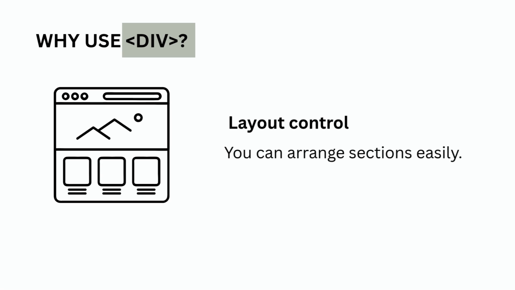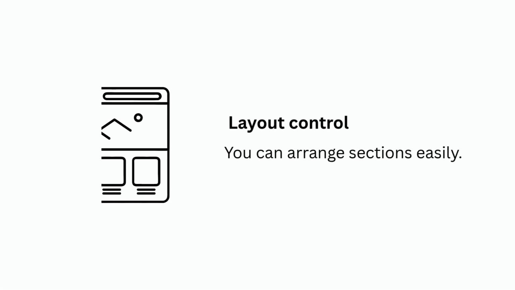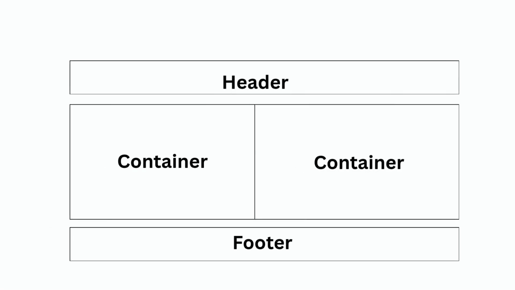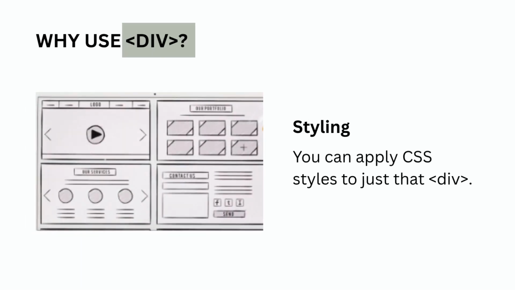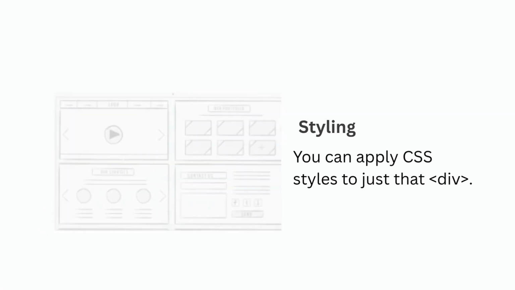Uses of div tag. Layout control. Using div tag helps you divide a web page into different parts like header, sidebar, content, and footer. It gives you full control over how your website looks and where things are placed. You can style each differently using CSS, like adding colors, padding, margins, or borders.